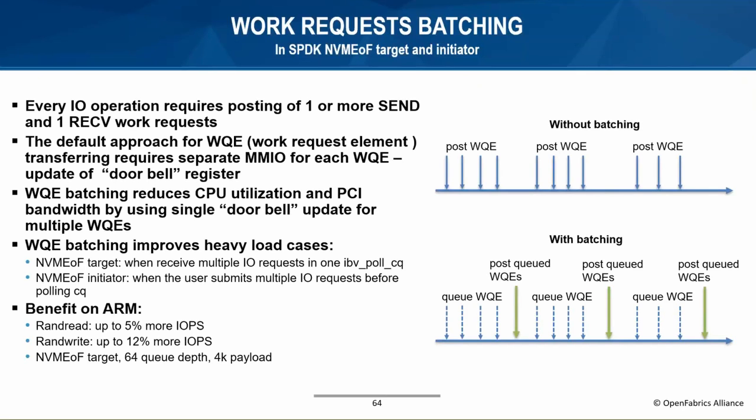This optimization is especially effective in high IOPS cases, and as with the previous optimization, the advantage is higher on ARM machines. For example, with queue depth 64 and 4K payload, the number of IOPS in read scenario increased up to 5%, and in write scenario up to 12%.